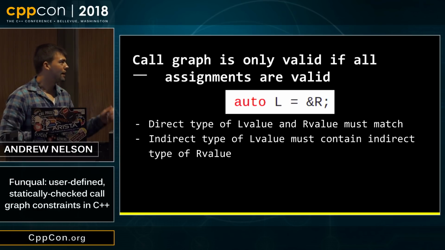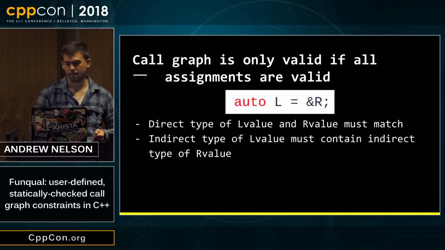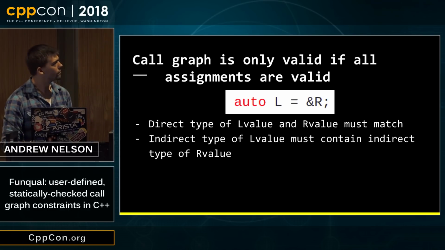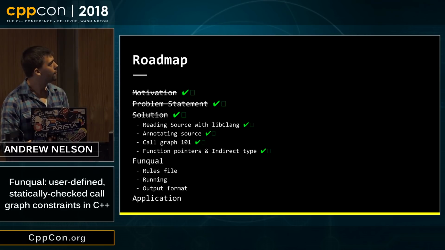And these are that the direct types of the L and R values must match, and also that the indirect type of the L value contains the indirect type of the R value. That was definitely the most complicated part of the talk. Afterwards, it's all demo and stuff.